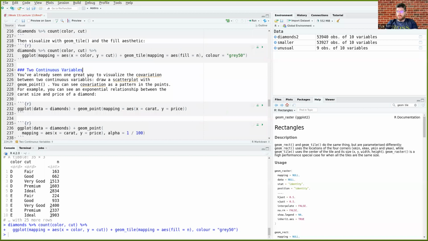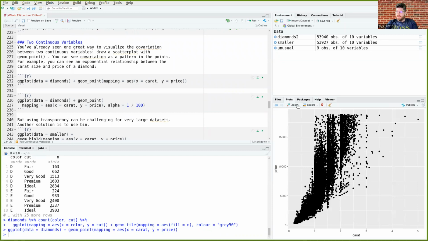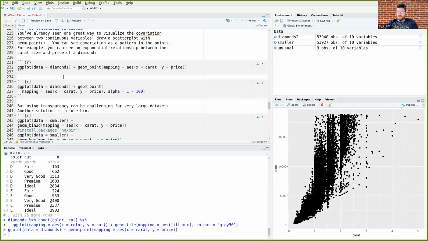For continuous variables, we have to use scatter plots. The majority of our data can be understood by generating these scatter plots. So here in these scatter plots, we can see the dependency of the size of the carat and the price of the diamond, and we can see that there is some kind of exponential relationship. The higher the carat, the more rapidly the price will go up. So it's pretty easy to grasp that.